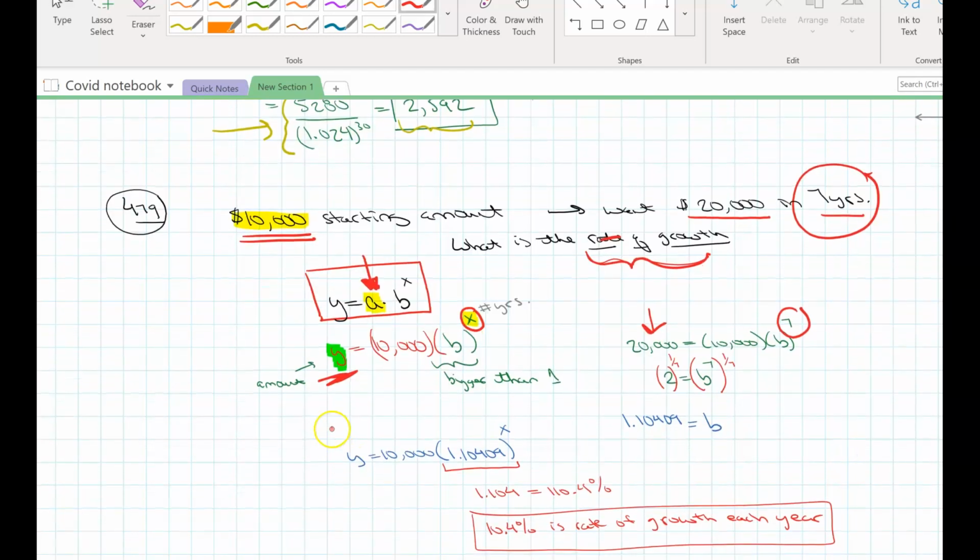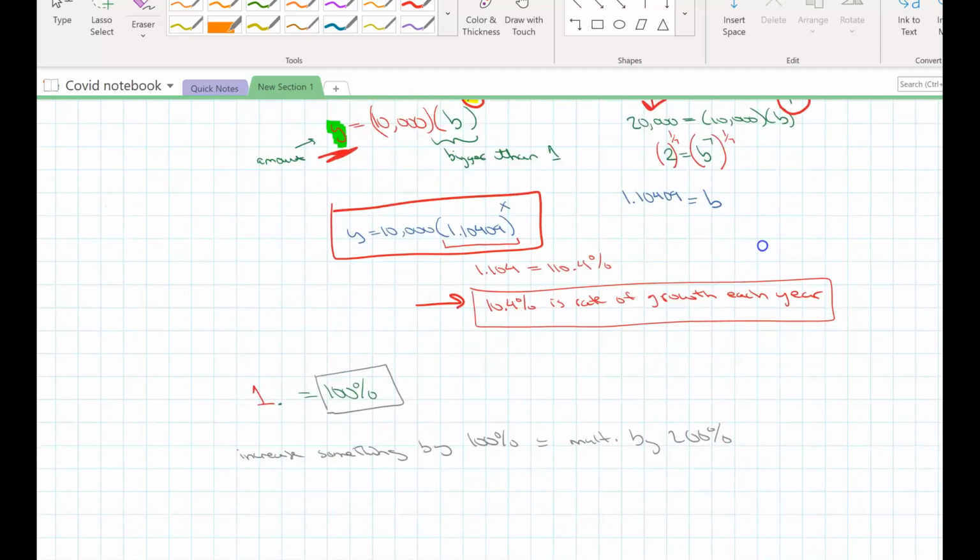1.10409. So here's our function. But now I notice the question says, what is the annual rate of interest? Like, what's the rate of growth? Well, look at this base. 1.104 is 110.4%. And we know that 100% is just no growth, no loss, right? So the amount that's over 100%, 10.4%, would be the rate of growth.